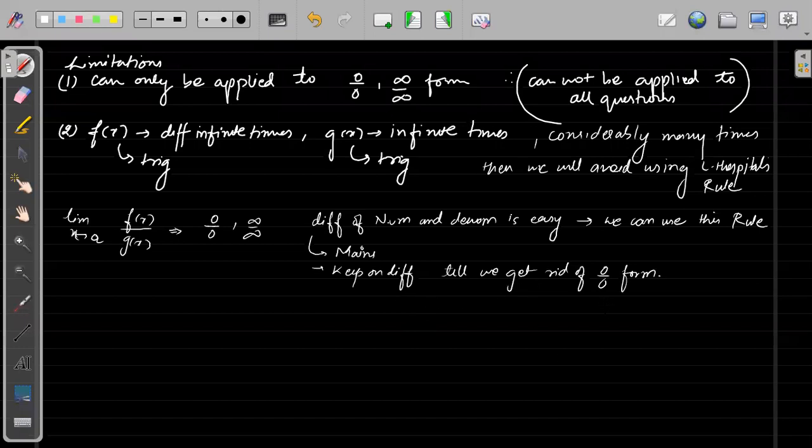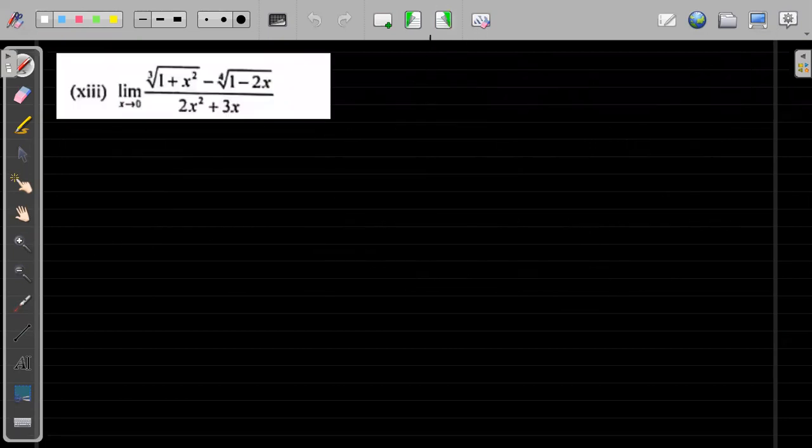If it is not 0 by 0 form, that means we will not differentiate. Remember this: till the point we get rid of the 0 by 0 form, we'll keep on differentiating. So the first question which we can see using L'Hopital's rule is this one.